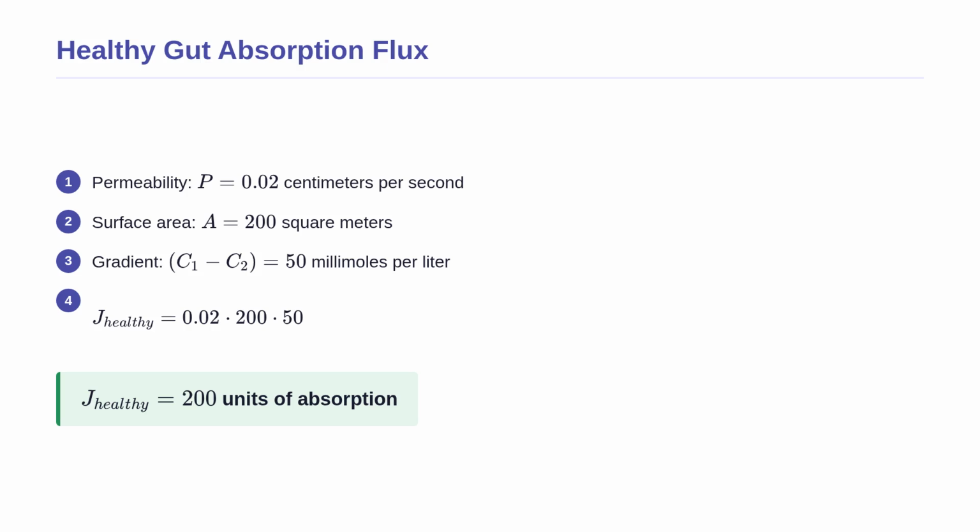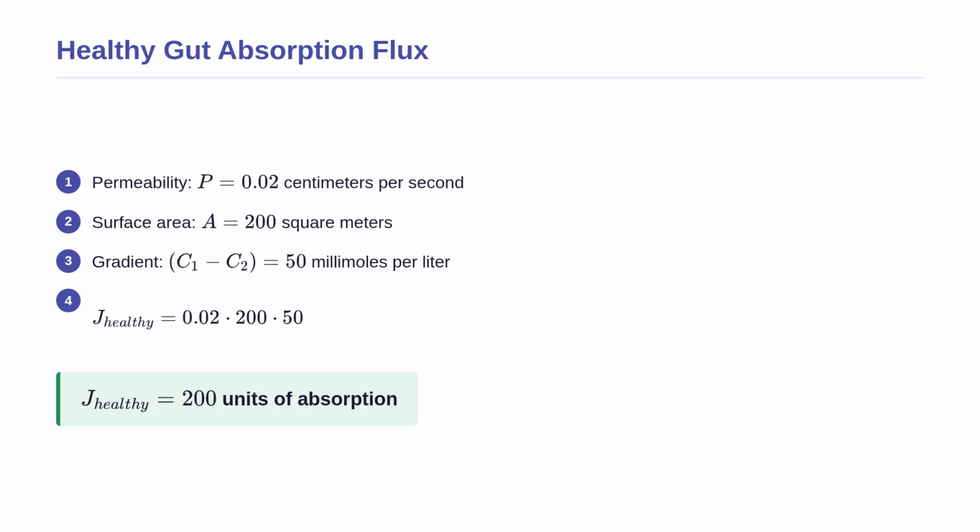Let us apply this formula to see how a healthy digestive system performs. We're given a permeability of 0.02, a massive, healthy surface area of 200 square meters, and a concentration gradient of 50. We want to calculate the total absorption flux. We use Fick's law to find the optimal scenario where the gut is fully utilized. We multiply the permeability, the surface area, and the gradient together.